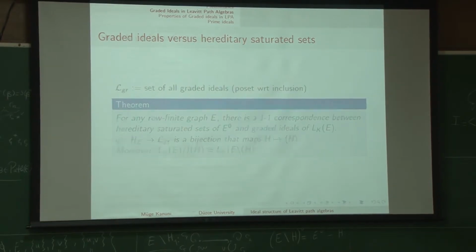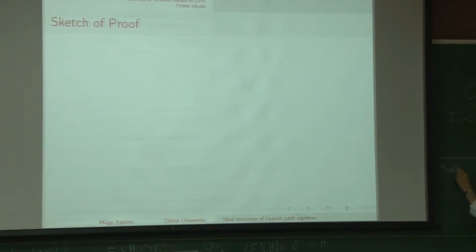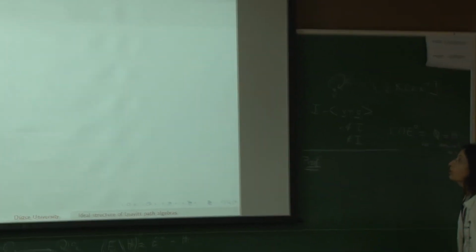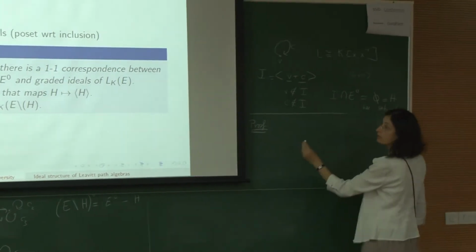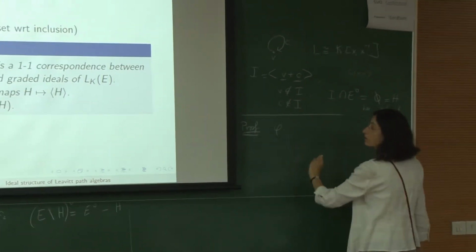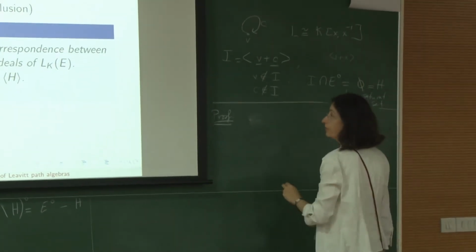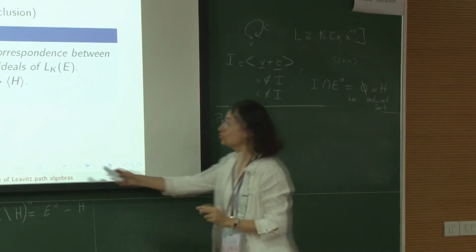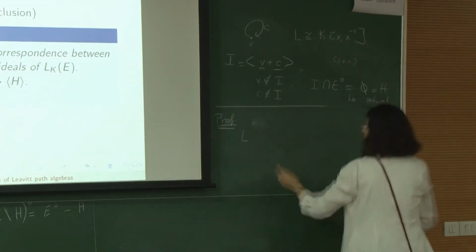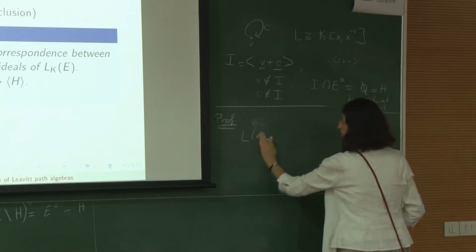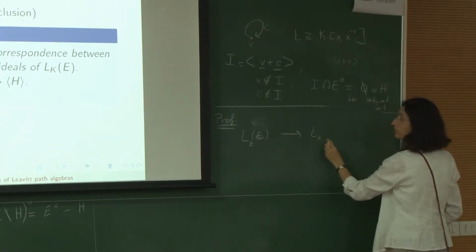Now maybe I should give you the sketch of the proof. Basically what you do is consider the map. I want to give you this isomorphism. Consider this map.